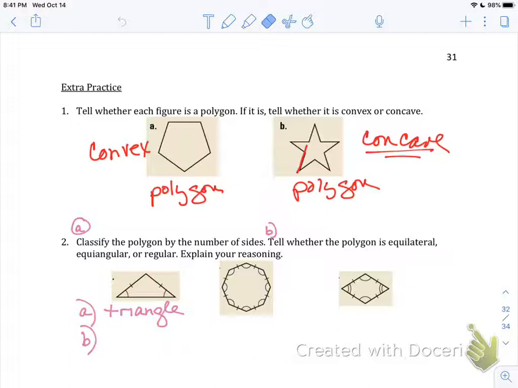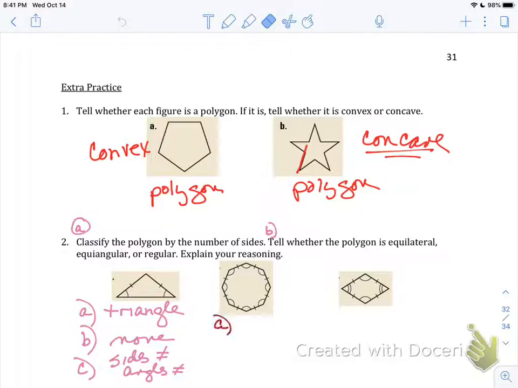It's not equilateral, it's not equiangular, and it's not regular. So I'm just going to say no, or none. Explain your reasoning. Okay, so sides are not equal, angles are not equal. That's my reasoning. Let's go to the next one.